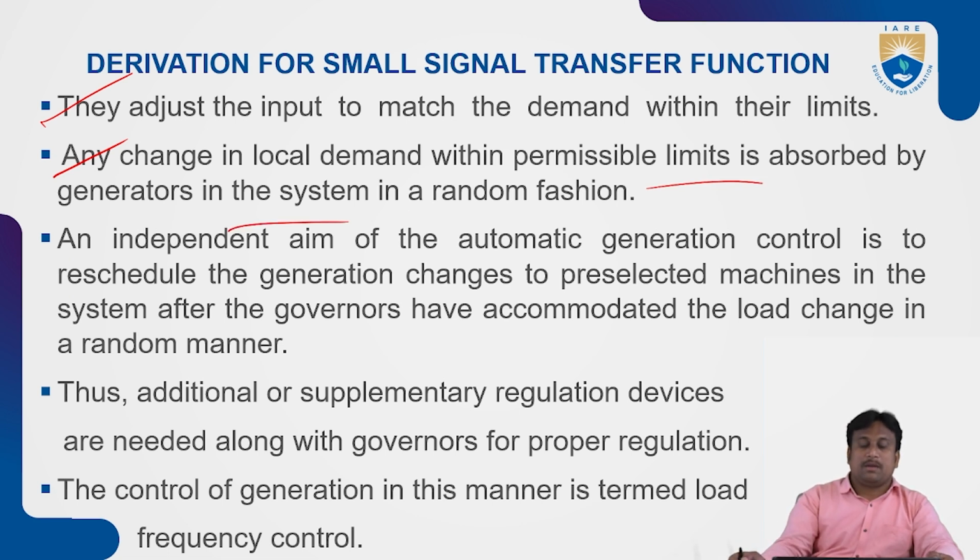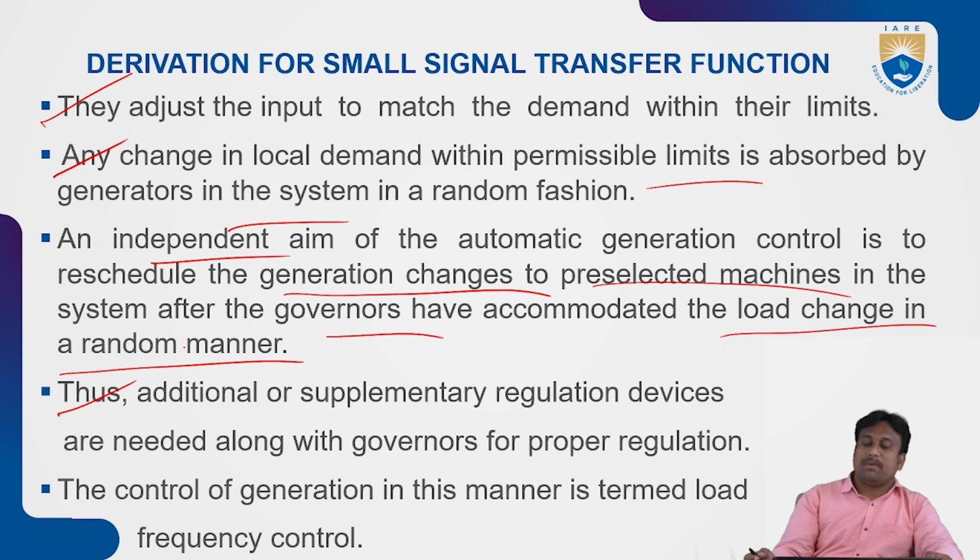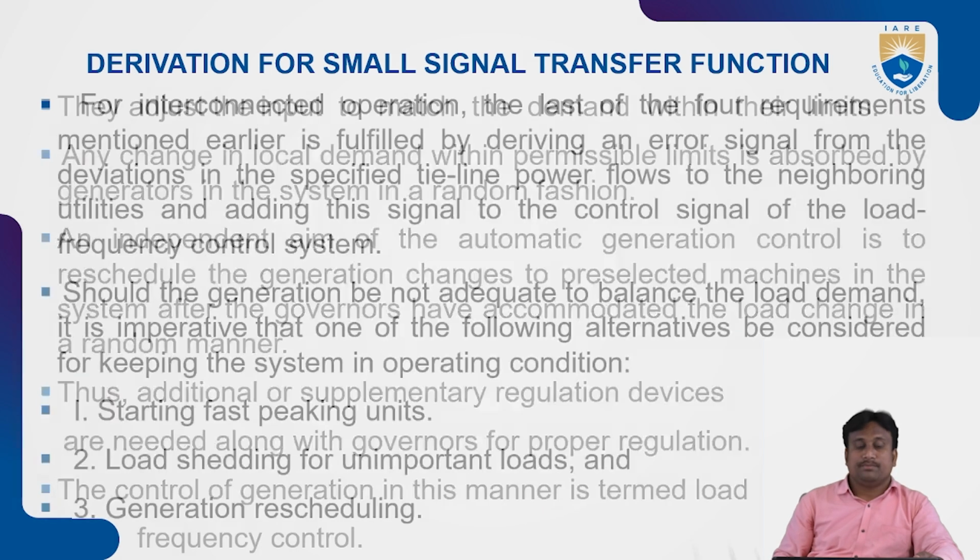a random manner. That means an independent aim of the automatic generation control is to reschedule the generation changes to pre-selected machines in the system, after the governors have accommodated the load changes in a random manner. Thus, additional or supplementary regulatory devices are required along with the governors. So they will be suitable for proper regulation of the system. Control of the generation in this manner is termed load frequency control.